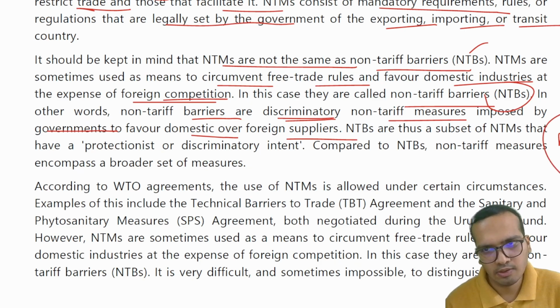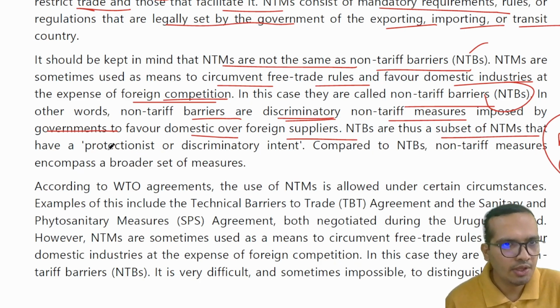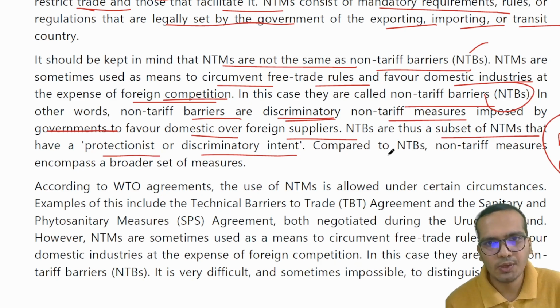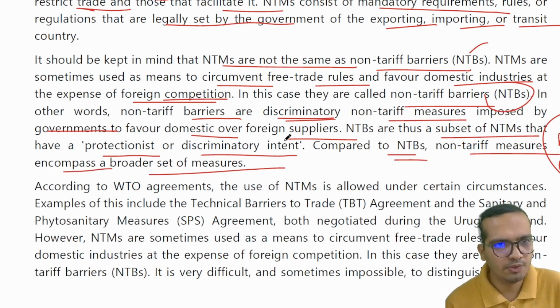NTMs ये सर्कल और ये NTB इसको बोलते हैं subset. NTBs are thus a subset of NTMs that have protectionist or discriminatory intent. Compared to NTBs, non-tariff measures encompass a broader set of measures.